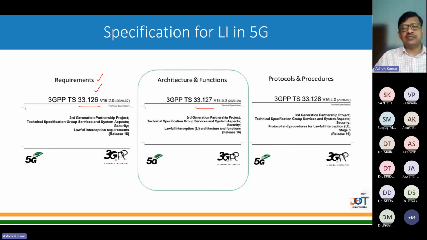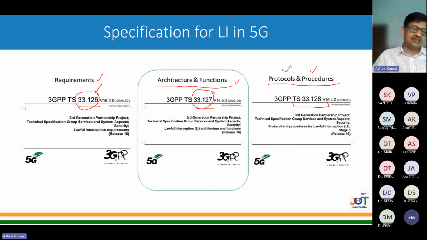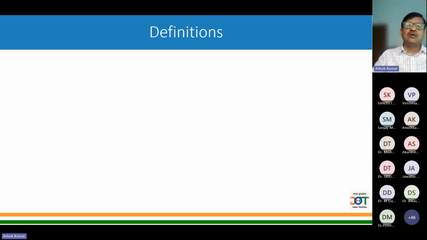And then the next document, 33.127, gives the architecture and different functions. And finally, protocols and procedures are in 33.128. Our focus today will be mainly on the first two, and of course this will get covered automatically. We'll not be going deep into protocols and procedures; that can always be read in case someone needs to implement. Okay, so to understand lawful interception related architecture and activities, we need to understand various terminologies which are used.